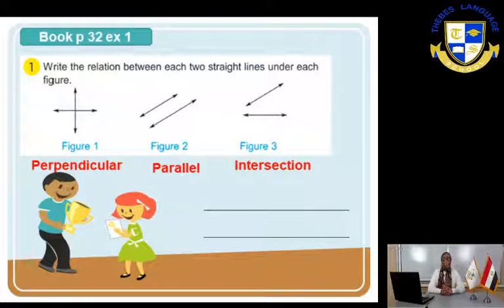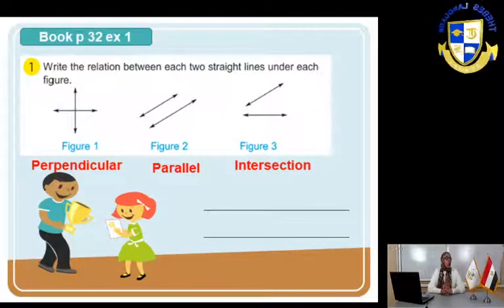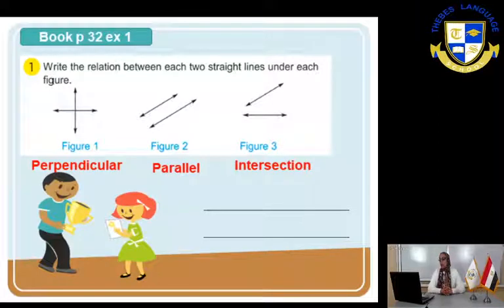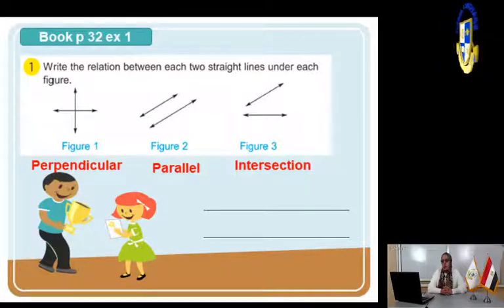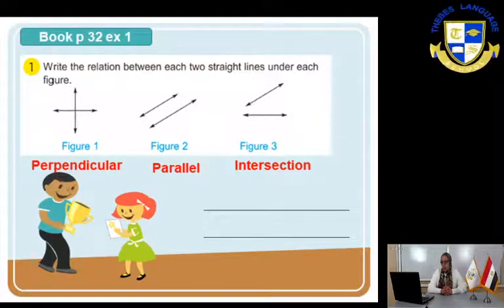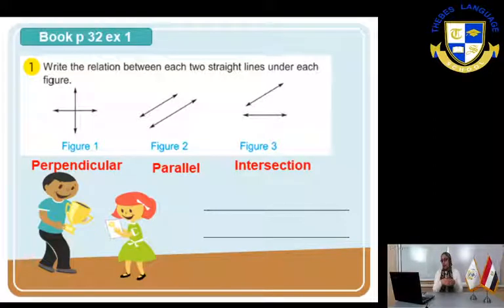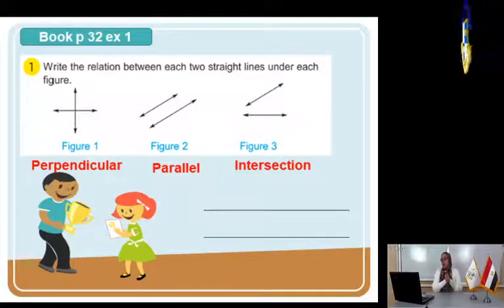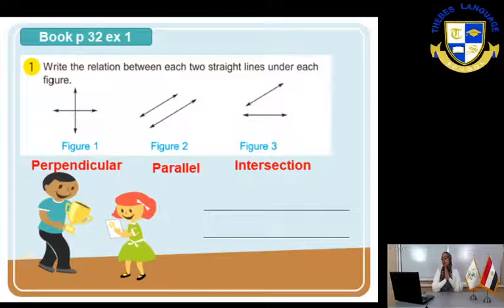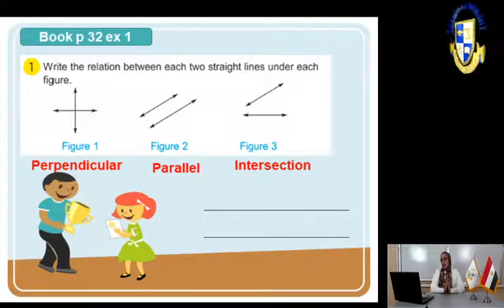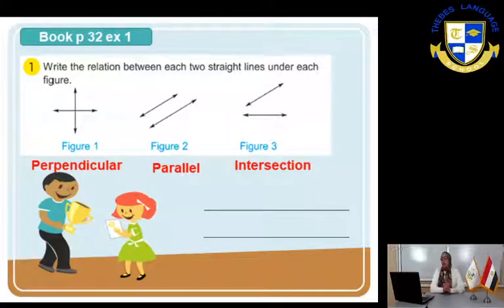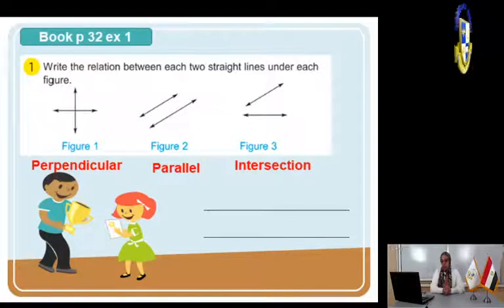The last figure, if we see here, they didn't intersect, yes. But if we extend them by a ruler, please. If we extend them, we find they will be intersecting lines. So the last figure will be intersecting lines.